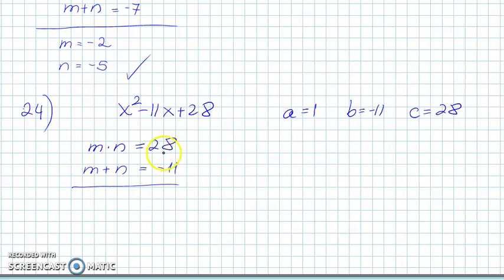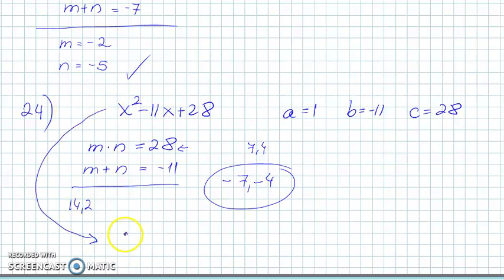You can simply try it. 28, is it 14 times 2? It is 28, but that does not give you 11. What about 7 and 4? 7 and 4, when you multiply, you will get 28, and when you add them up, you get 11, not negative 11, so it should be negative 7 and negative 4. So now I'm going to rewrite my expression as x squared minus 7x minus 4x plus 28, and now do grouping.